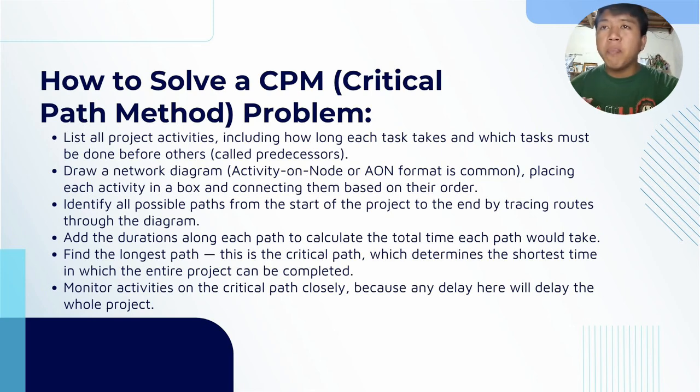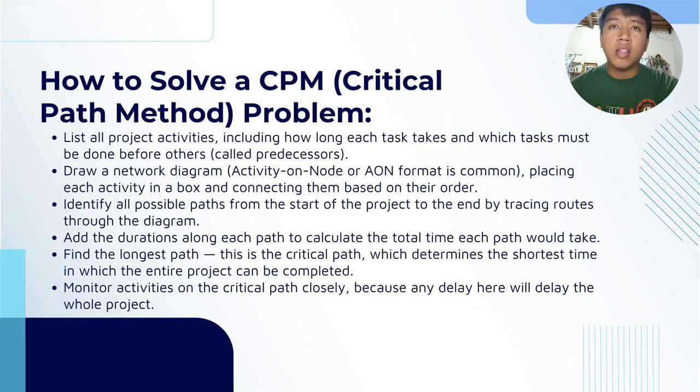And to apply critical path method, we take a simple 6-step process. First is specify each activity, so you have to clearly define each individual task or step within a process, including how long each task takes and which task must be done before others. It is also called a predecessor.